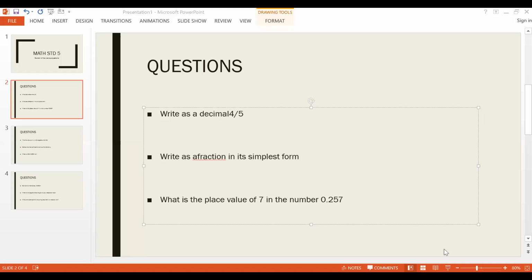What is the place value of 7 in the number 0.257? This is a very simple question, very easy. Of course, you know what you're supposed to do. It's just a revision. I'm just trying to remind you what you were taught in your previous classes.